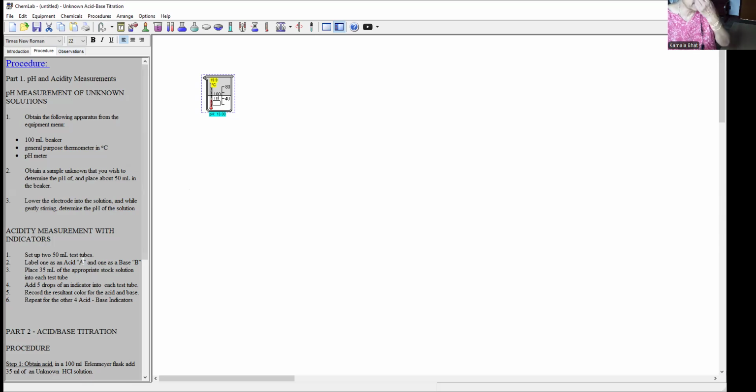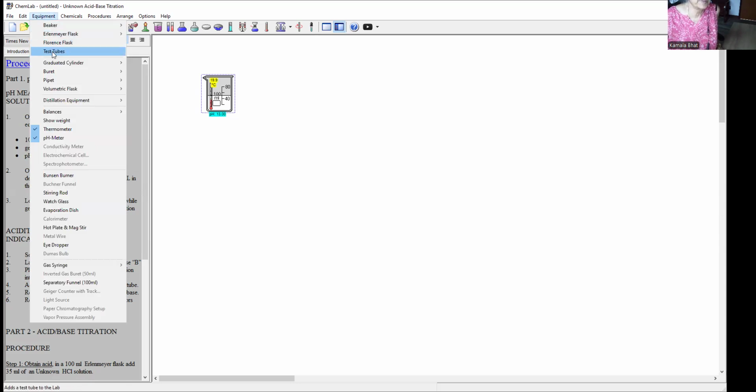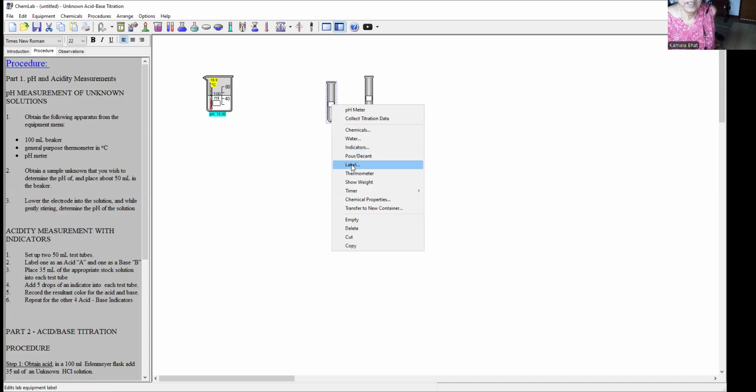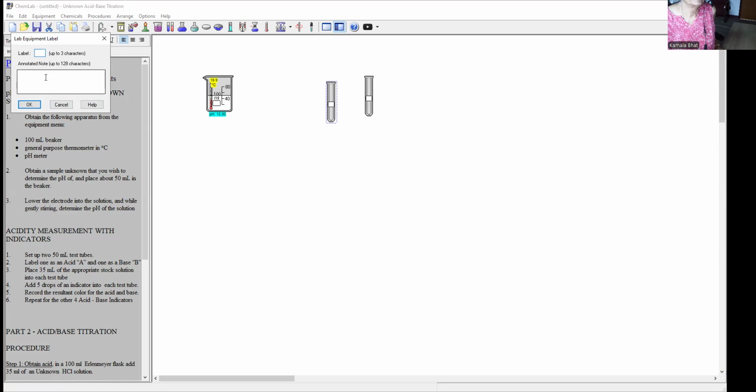In this, it says set up two 50 ml test tubes. Label one as A and the other one as B. So let's go and see. Get two test tubes. So you have one test tube and the second test tube. You put a label and write A on one.